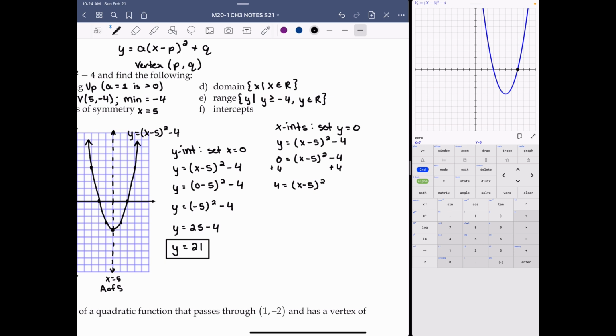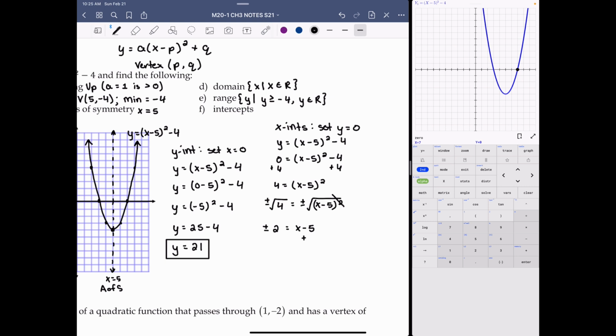Now we need to get rid of the square. We do that by square rooting, but again, we don't know if x minus 5 started as a positive or negative before it was squared. So we have to consider both options. So we do plus or minus the square root of 4 equals plus or minus the square root of (x minus 5) squared. That simplifies to plus or minus the square root of 4, which is 2, equals x minus 5, because our square and square root undo each other, so we just have x minus 5.